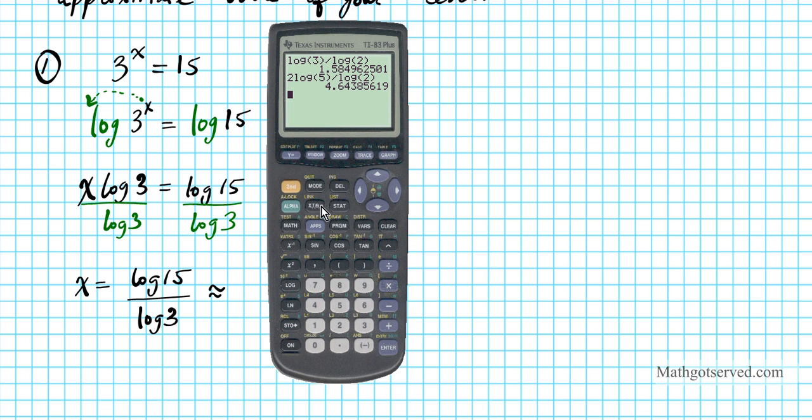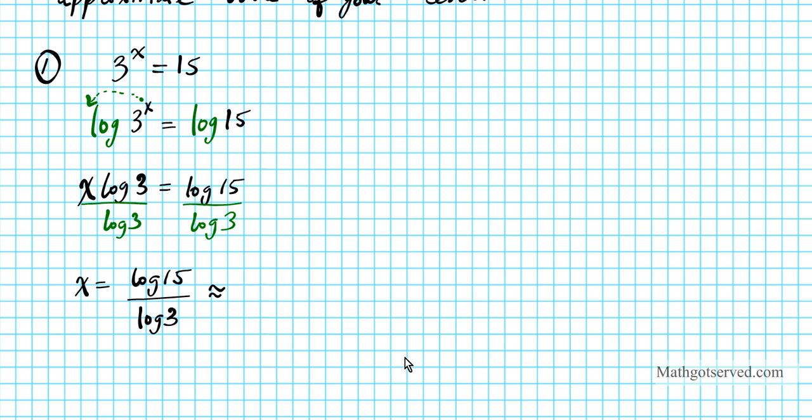All right, so let's do it. We're going to do log 15 divided by log 3. And the final answer is 2.465. So our approximate answer for question number 1 is 2.465. All right, so there you have it. All right, now let's move along to question number 2.